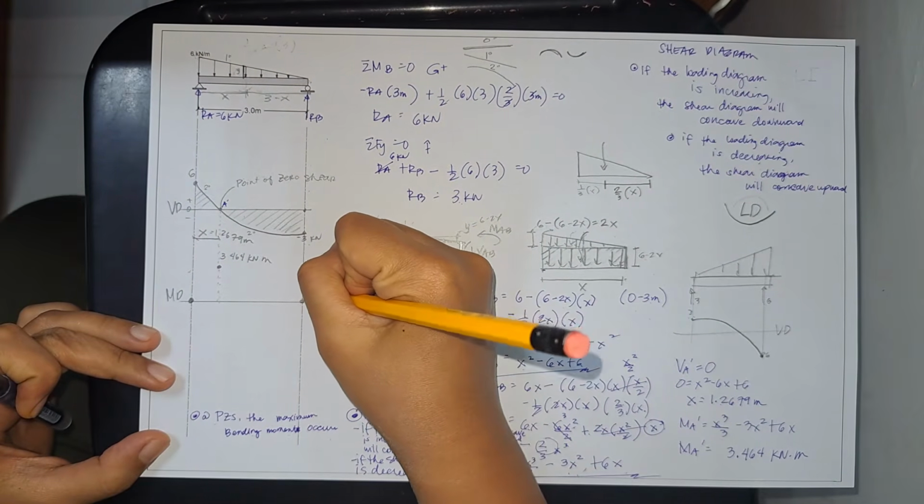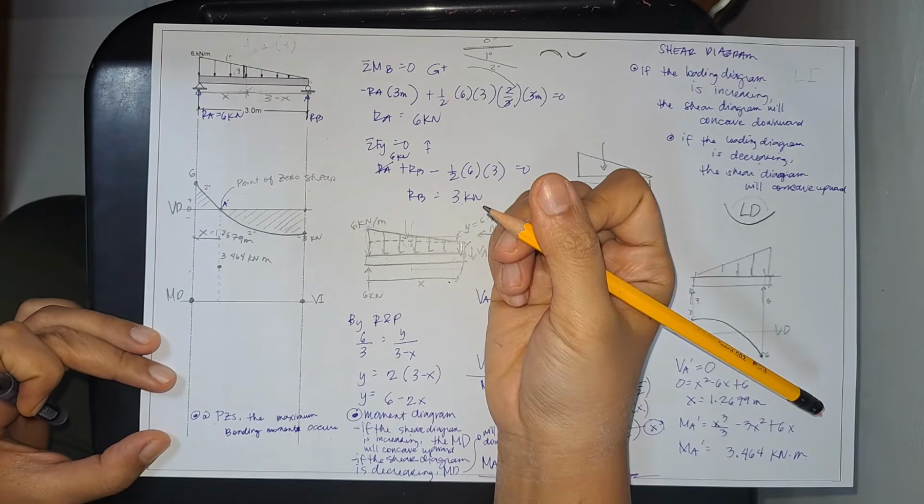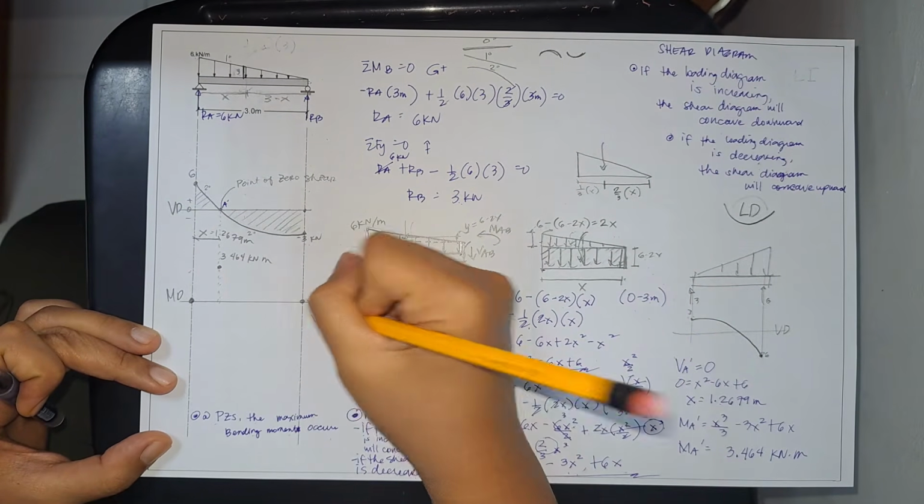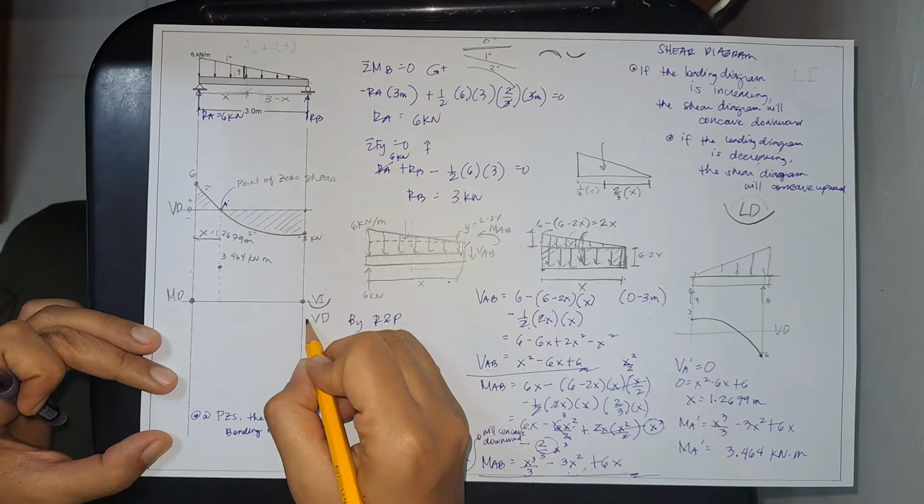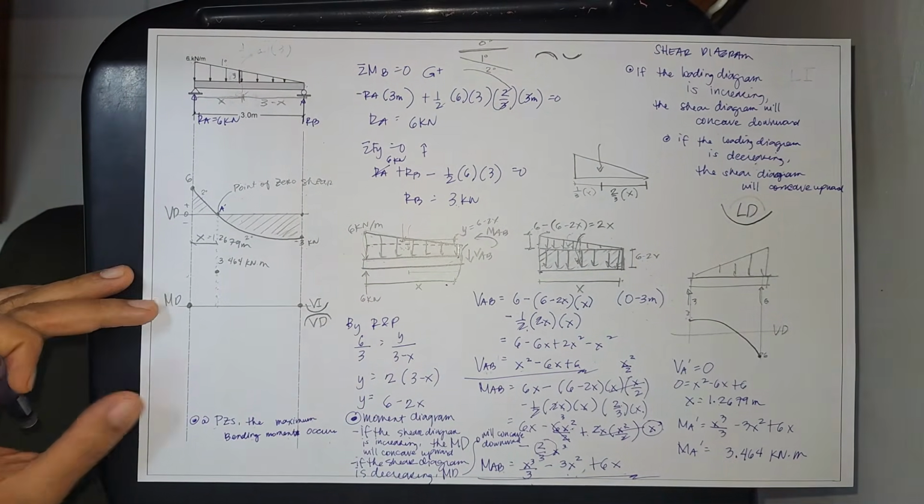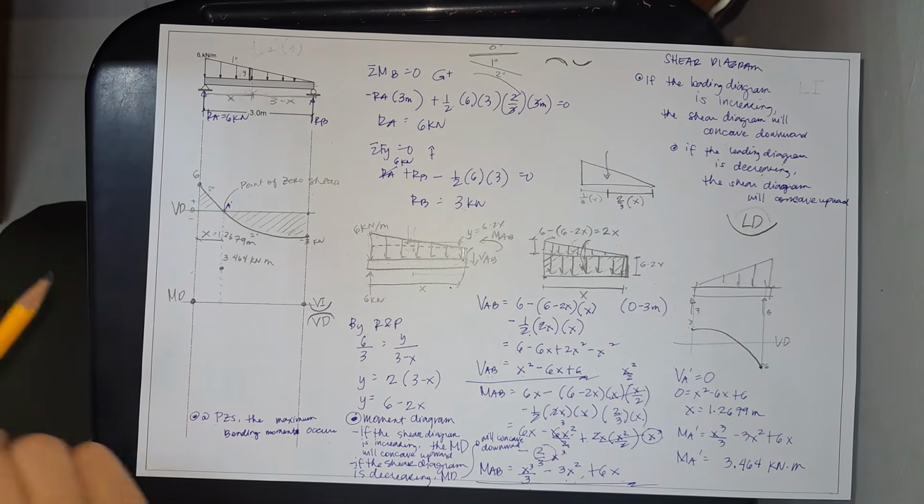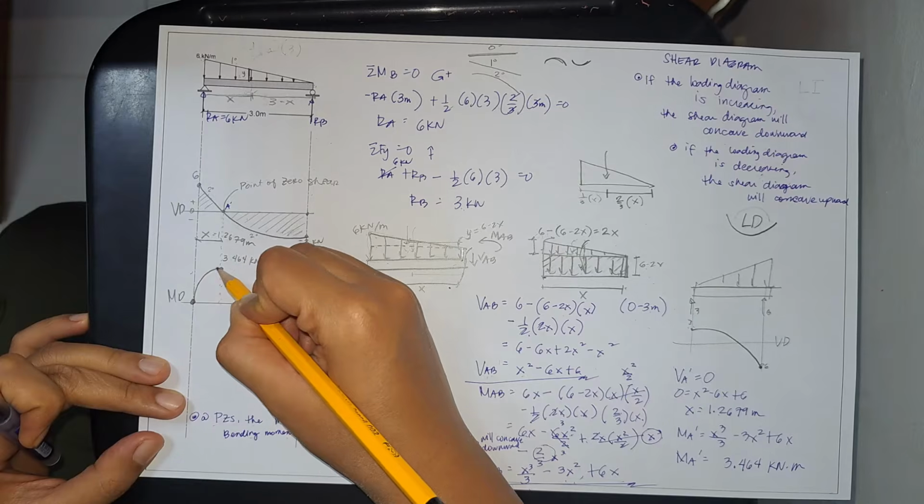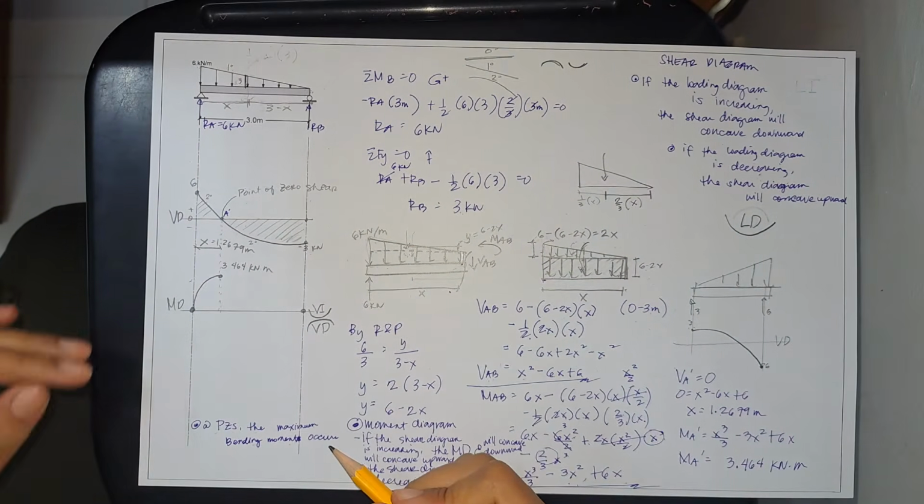if the shear diagram is increasing, it will concave upward. If the shear diagram is decreasing, it will concave downward. Okay, so shear diagram is decreasing. Therefore, this illustration will concave downward. Ayan, ganyan po, concave downward.